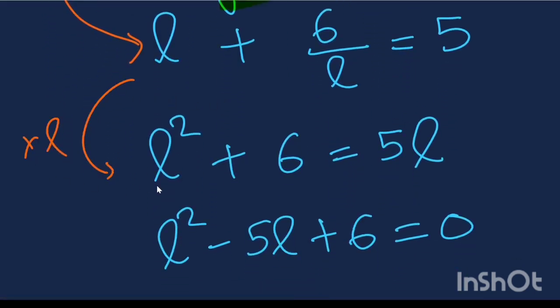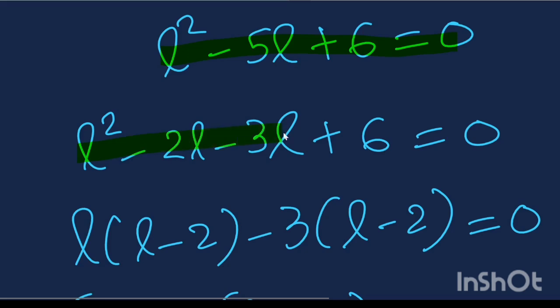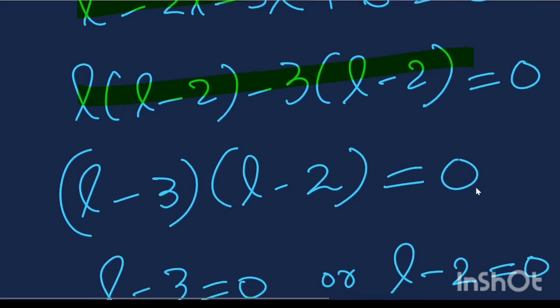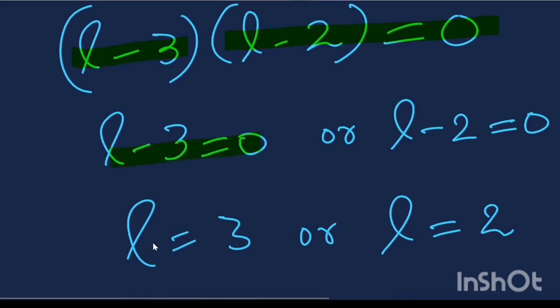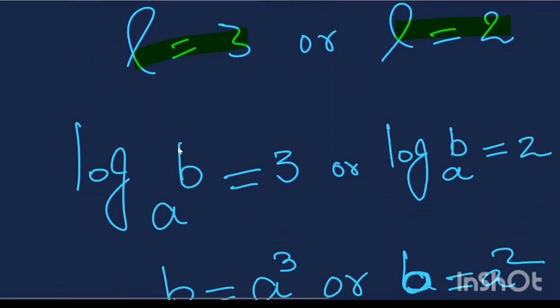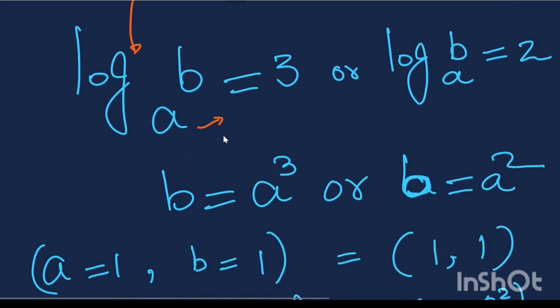Multiply by L, it gives this, which finally gives this quadratic. Splitting the middle term, we will factorize it into two linear factors, which gives the value of L finally as 3 and 2. So L again we will resubstitute as log b base a. Using the definition, a will go out and push 3, so b becomes a cube.